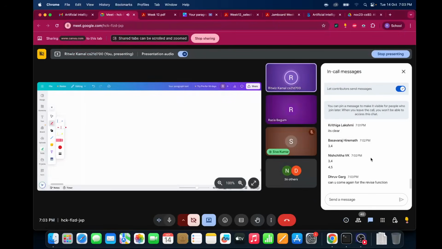Before that, is there a doubt? Shiva, you had raised a hand. No, I want to say that I know map coloring. Okay, great. I think most of you would be familiar with it, but just for the sake of completeness, let me go over it. Dhruv, you want me to go over the revise function once? Let me pose the problem that I am about to pose, and then let's discuss the revise function again.